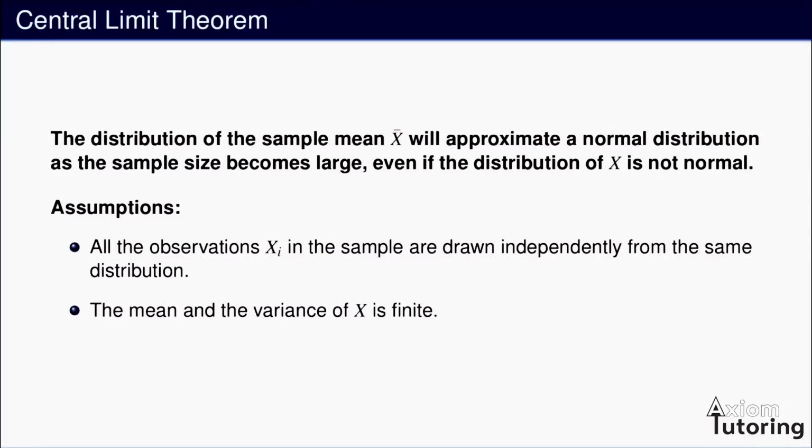So if we think about the assumptions that are needed for the central limit theorem to work, they're actually quite broad. So one of the main assumptions is that all of the observations xi in the sample are drawn independently from the same distribution, right? So that's a relatively general assumption. And the second one is that the mean and the variance of x is finite. And so that's more of a technical assumption, which in most cases will be satisfied. There are a few distributions where that is not true, but for all the distributions that we're going to be interested in, you don't need to worry about that at all.